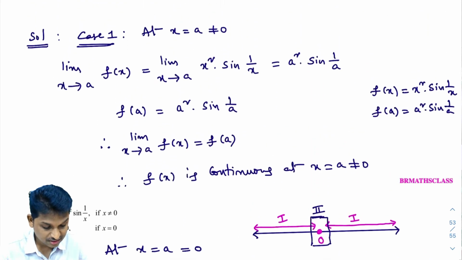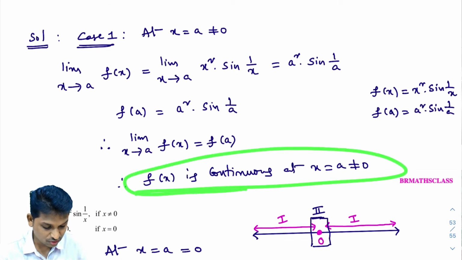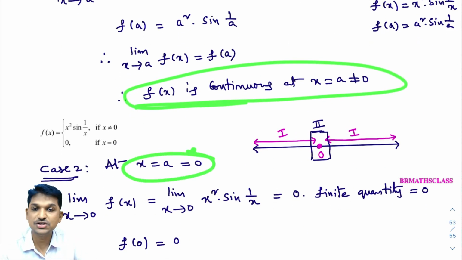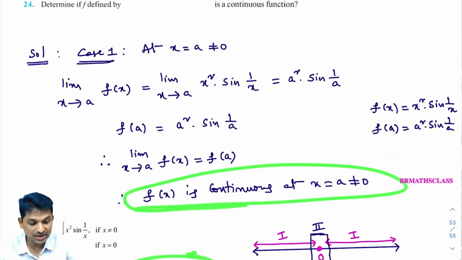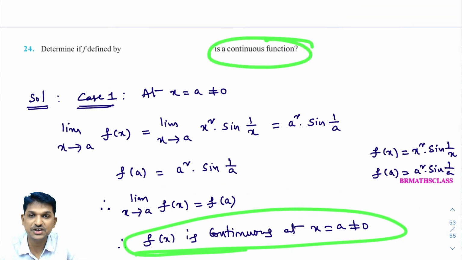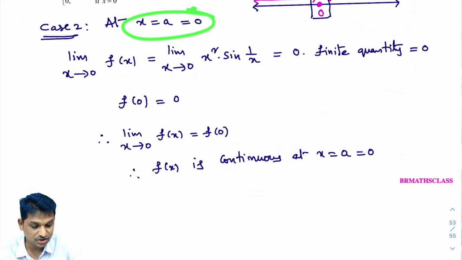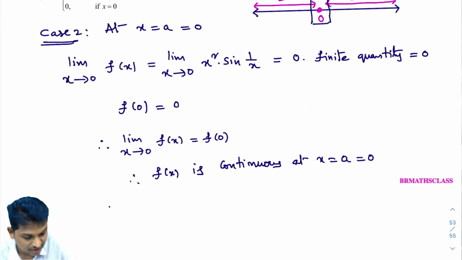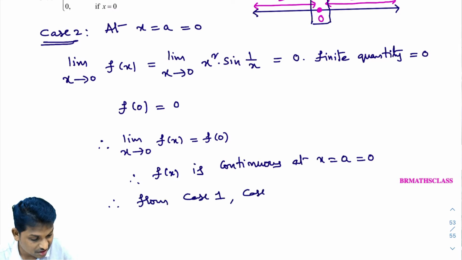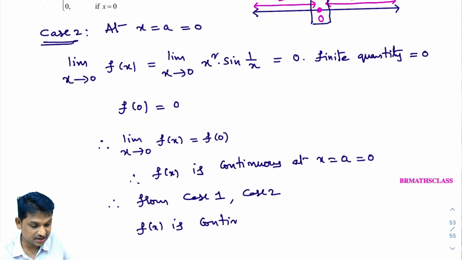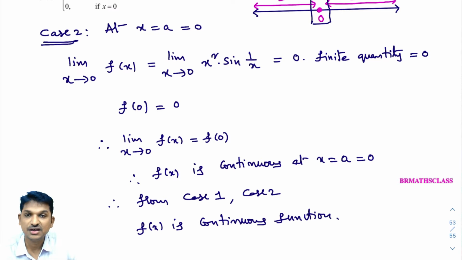So, case 1, it is continuous when a is not equal to 0. Case 2, when a equal to 0, it is continuous. So, what they are asking in the question is whether this function is a continuous function. Yes, this function is a continuous function. So, what can I write here? Therefore, from case 1 and case 2, what can we conclude? We can conclude that f of x is a continuous function. So, I hope you understand this problem.